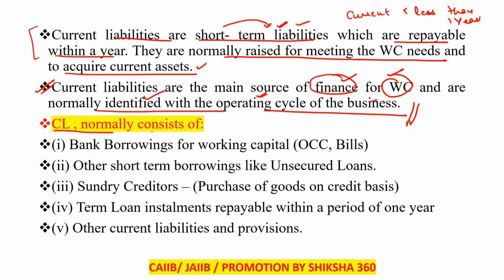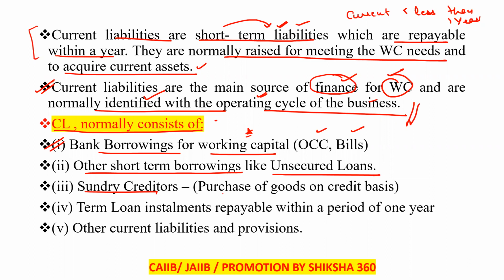So current liabilities normally consist of, first one, bank borrowings for the working capital like OCC or bills. Second one, other short term borrowings like unsecured loans, sundry creditors like purchase of goods on credit basis, as opposed to cash basis. Term loan installments repayable within a period of 1 year are also current liabilities.